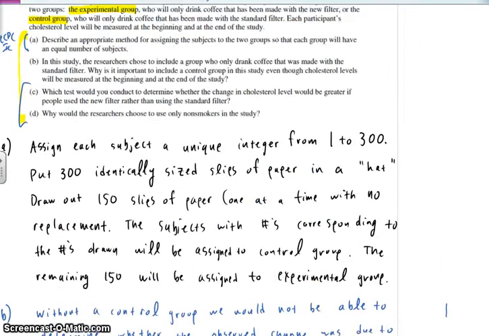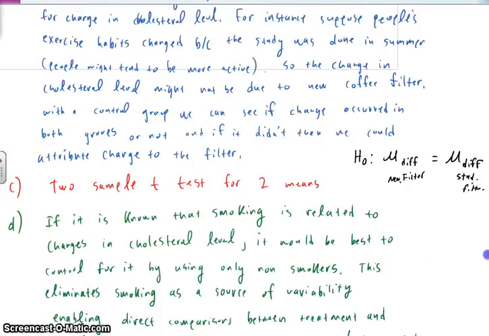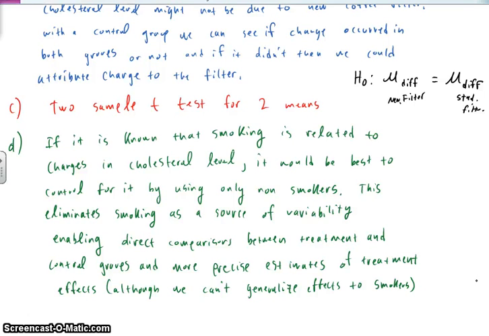Okay, part D says, why would the researchers choose to only use non-smokers in the study? So here's what I said. If it is known that smoking is related to changes in cholesterol level, it would be best to control for it by using only non-smokers. So my response is addressing that we're controlling for something, the fact that people smoke. And that eliminates smoking as a source of variability in our results, and that enables direct comparisons between the treatment and control groups and more precise estimates of the effects. But it does mean that we can't generalize the effects to smokers as well.